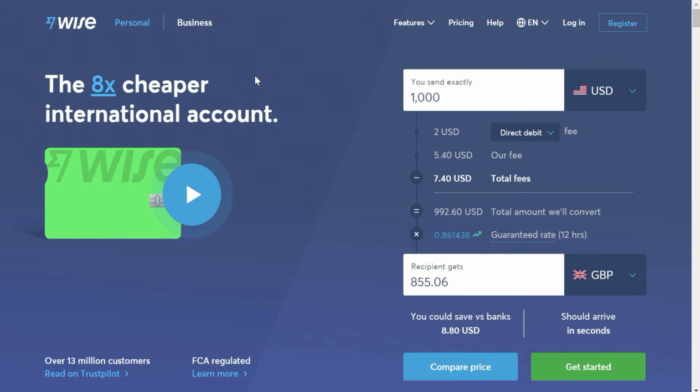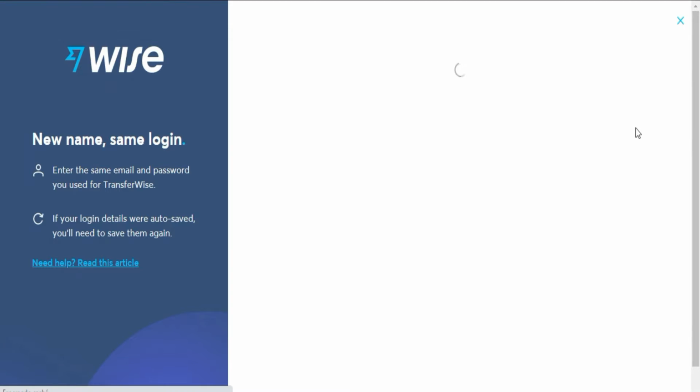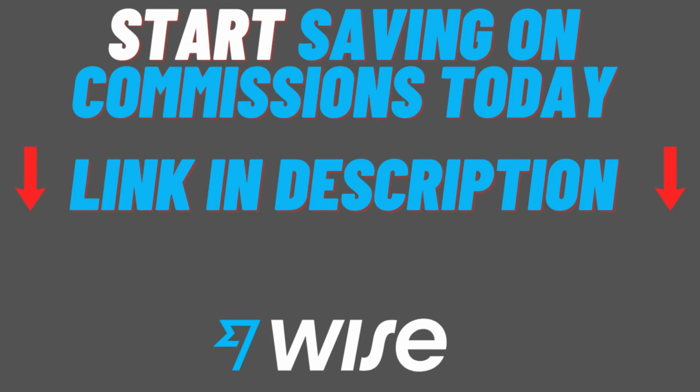The first thing we need to do is to log in to our account. If you do not have an account, you will be able to create one in the link you will find in the description, to follow the steps. In addition, you will be able to create it in less than 5 minutes.